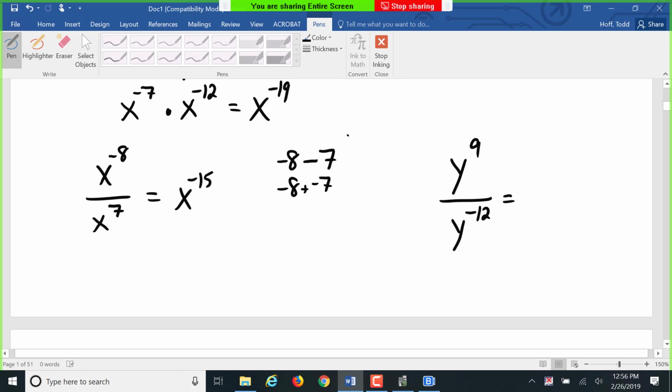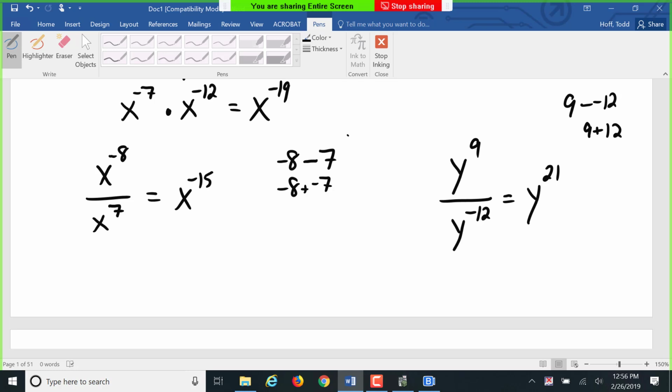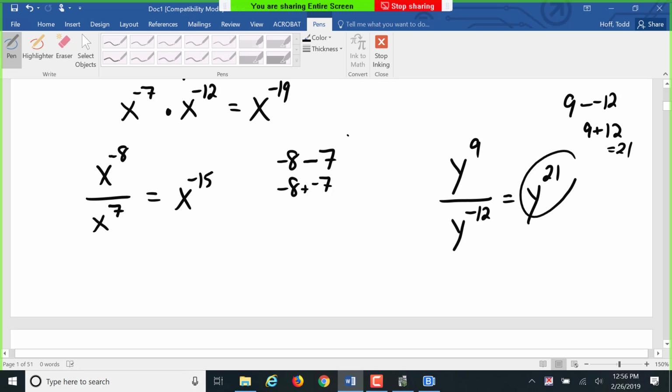Here's another tricky one. Y to the 9th divided by y to the negative 12th. Y to the 21st. Good. That is 9 minus a negative 12, which becomes 9 plus a positive 12, which is 21. So y to the 21.